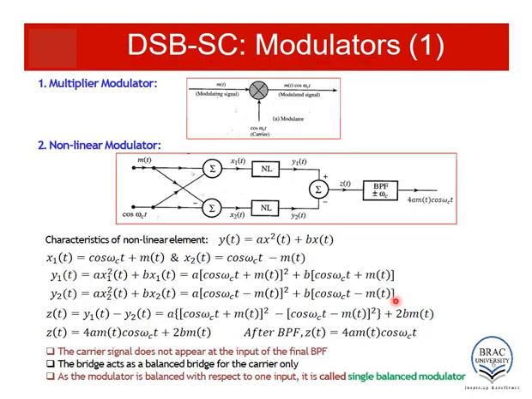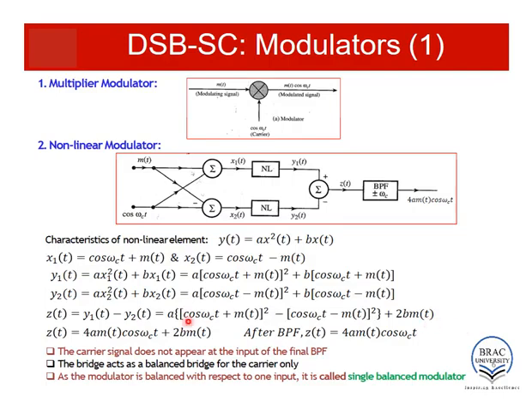We can divide it into two parts. At first we are taking a as common from these two parts. So a multiplied by (cos ω_c t plus m(t)) whole squared minus (cos ω_c t minus m(t)) whole squared, plus the subtraction of this part. The subtraction of this part from this part will be simply 2b m(t), because when we are subtracting this from this, the cos ω_c t will be negated, and as there are two m(t)s, the result will be 2b m(t).